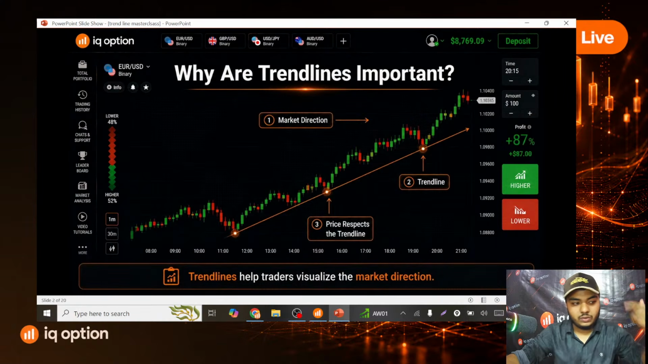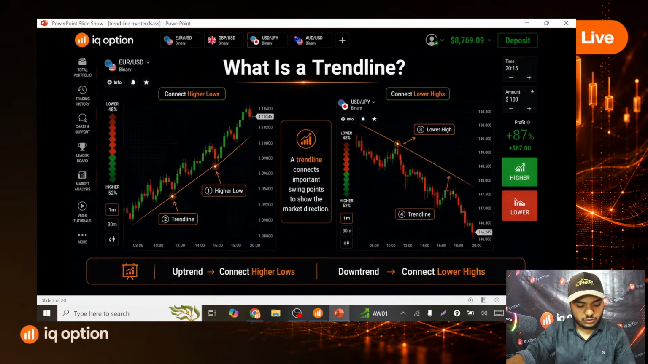Okay, so let's move to the next topic. Our next topic is about what is a trend line. Now that you know why trend lines are important, let's understand what a trend line is. A trend line is a straight line that connects important swing points on the chart, as we can see on this chart, and it helps us to visualize the direction of the market.